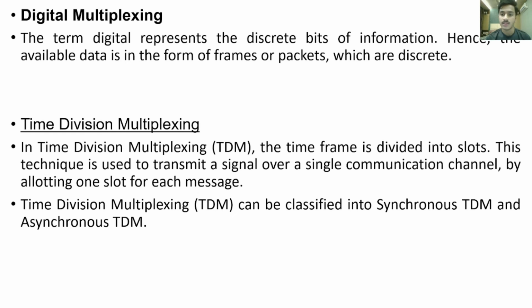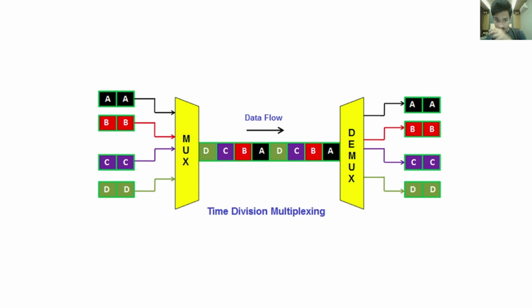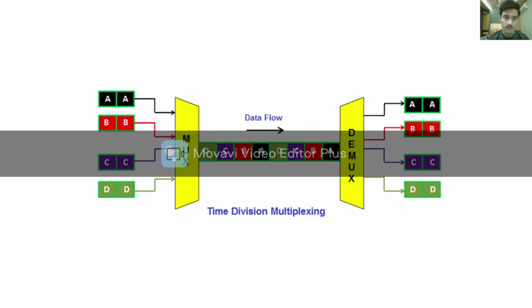Time division multiplexing is classified into synchronous and asynchronous types. This is the representation of time division multiplexing. It is similar to analog, but it uses digital signals.